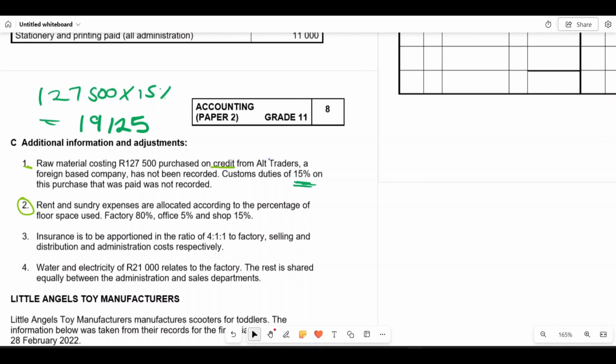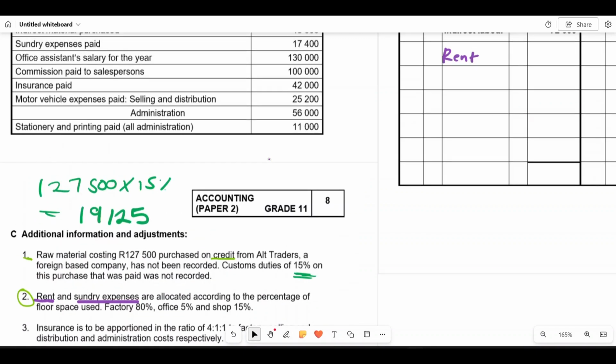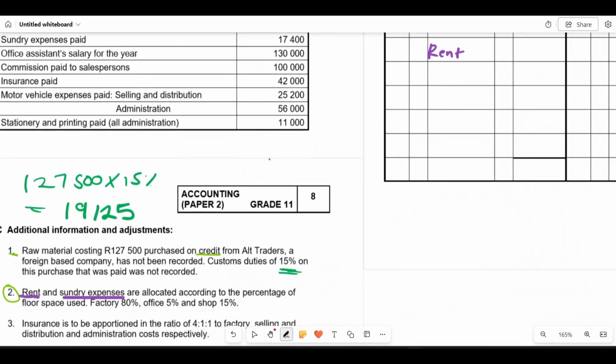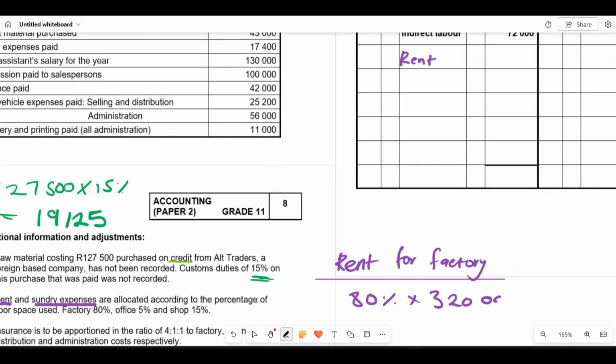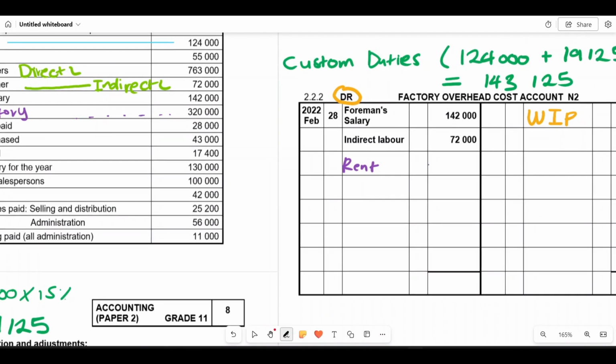So here, rent and sundry expenses, so this is important, rent as well as your sundry expenses are allocated according to the percentages of the floor space. Now, your factory occupies 80%, so meaning that 80% of that amount, which is 320,000, would form part of your rent for your factory, right? So rent for factory would be equal to 80% multiplied by, so let me see the amount again, 320,000. And punching this into your calculator, your rent for the factory should be equal to 256,000. This is the portion that is allocated to the factory, and this is the amount that we are looking for. So I'm going to classify it here, 256,000.